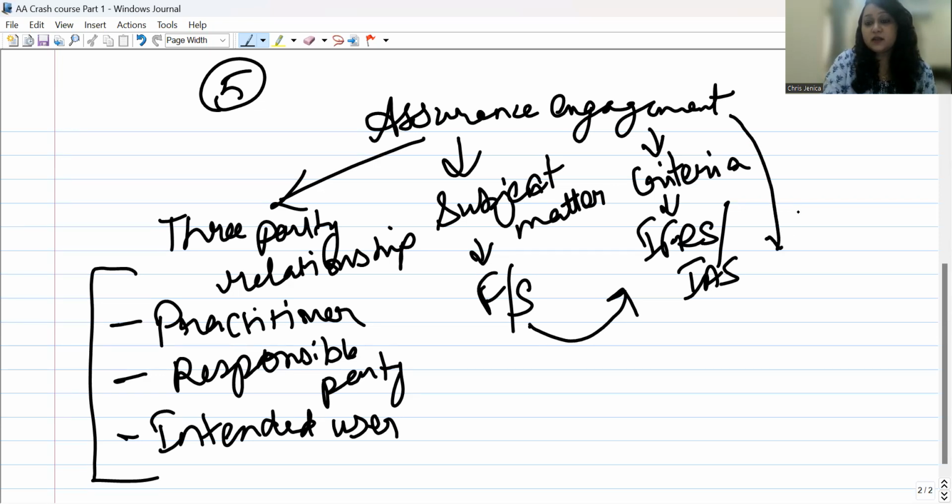Okay. Then the fifth one, so I have audited, right? Now, before I reach a conclusion, and to support my opinion and conclusion, I need some evidence to support my opinion. So, this is my fourth element. This evidence has to be sufficient and appropriate.